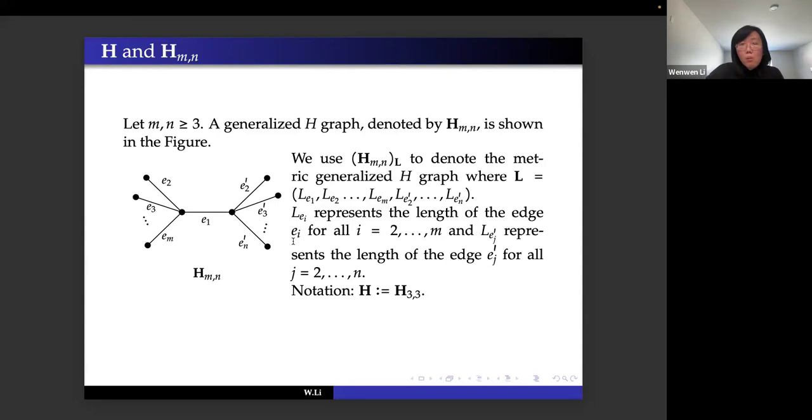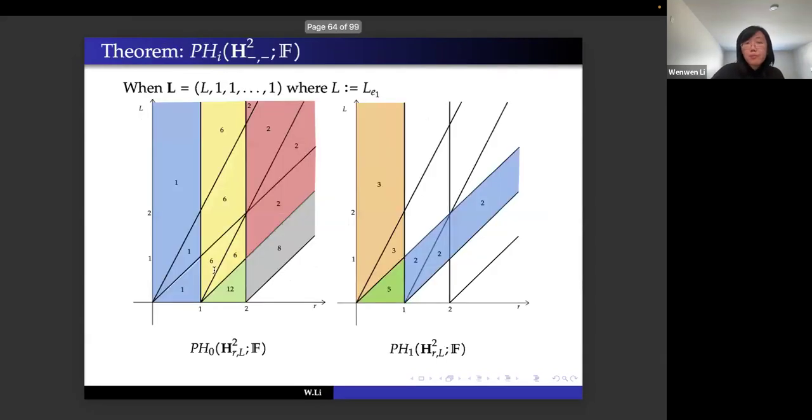So yeah, we do the same trick because we already have the data for the second configuration space of the star graph. So we can compute the second configuration space of this H graph just using the Mayer-Vietoris spectral sequence argument. And this is the result.